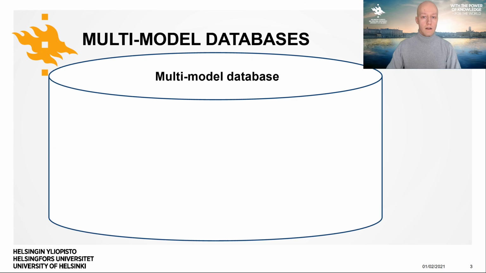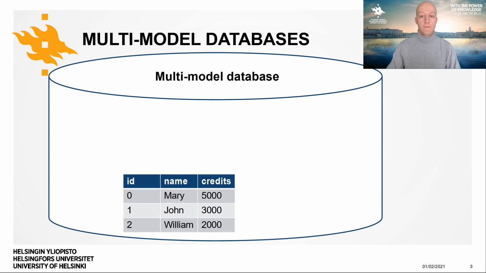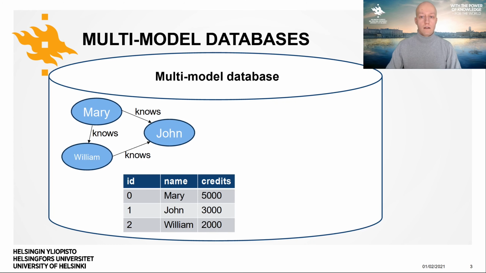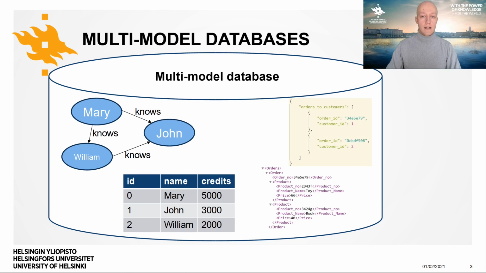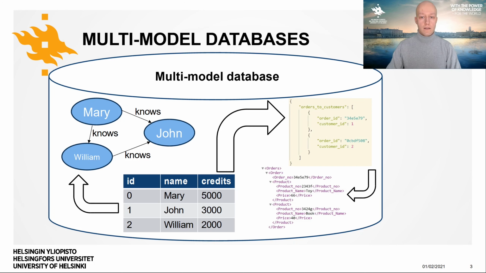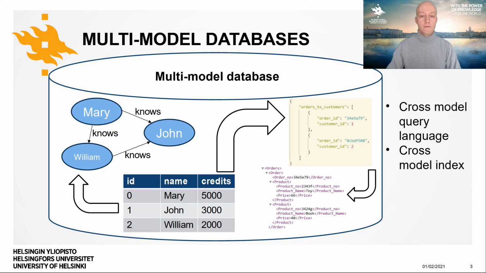Multimodal databases are able to store and query heterogeneous data in different models and formats. There is a single unified backend that can store, for instance, relational data, property graphs, JSON and XML documents, as well as relationships between these. Characteristic features of multimodal databases are a common query language, a general index for all models, and ACID transactions.